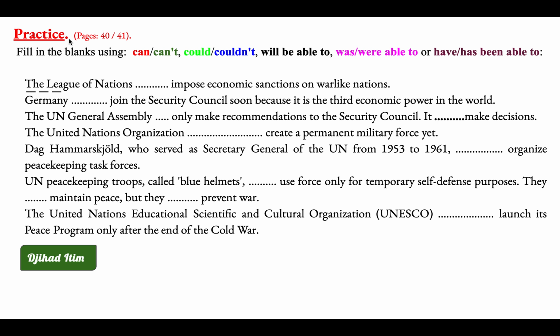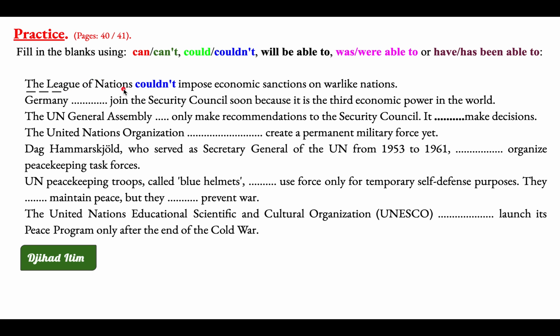Practice, page 40-41. Fill in the blanks using can or can't, could or couldn't, will be able to, was or were able to, or have or has been able to. Pause, do the activity, get back for the correction.